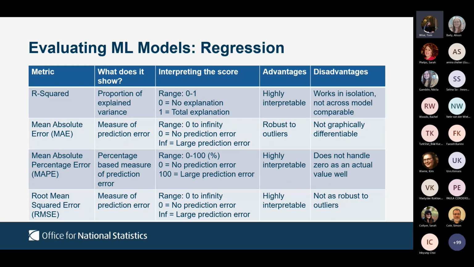MAE is the measure of prediction error and ranges from 0 to infinity, whereas the closer to 0, there is no prediction error, whereas infinity is the large prediction error. And this is very robust to outliers, but graphically not very differentiable.